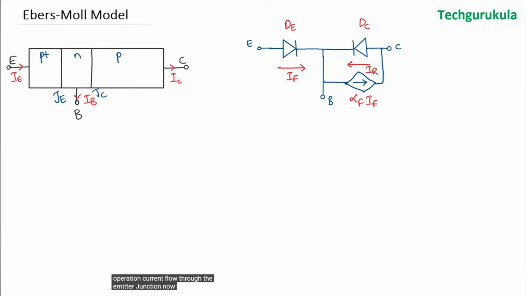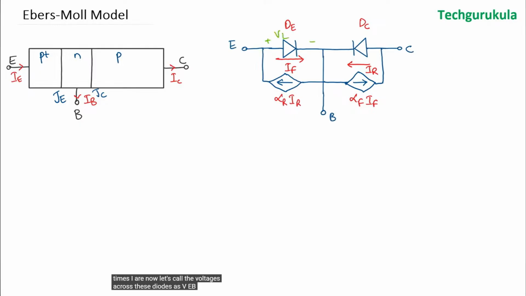Now because there is IR flowing through this, there would be current flowing through the emitter junction which would depend on this IR. That we can represent with a current dependent current source. Let me represent that here. This is alpha R times IR. Now let's call the voltages across these diodes VEB and across this diode VCB.